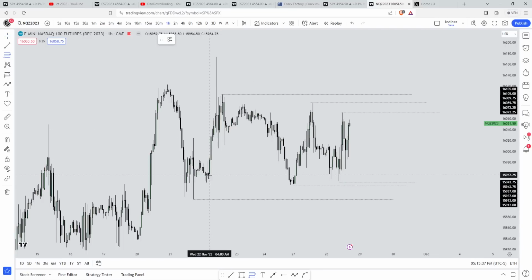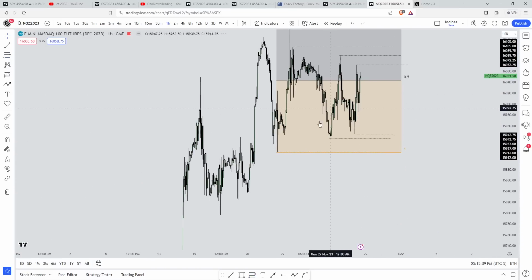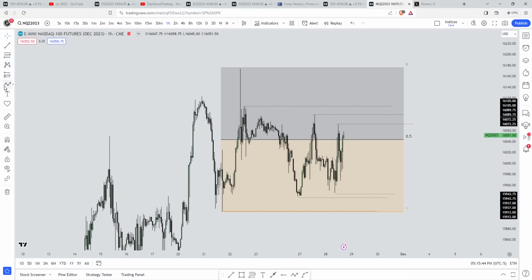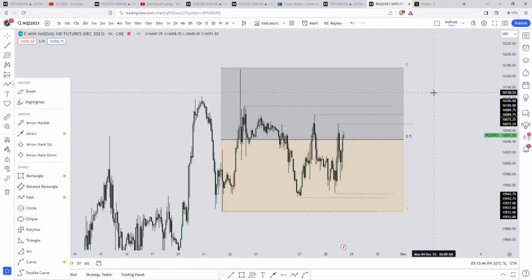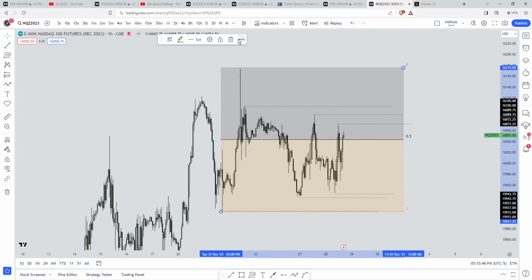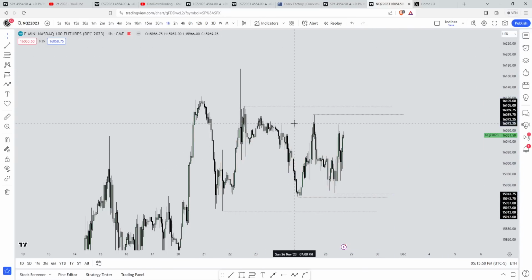So you're either waiting for the two things that I talked about. You're either waiting for it to completely take out all of this sell side liquidity, right? Or you're waiting for it to expand much higher. So as long as it's between this range, right? This is not high probability conditions for this specific model.